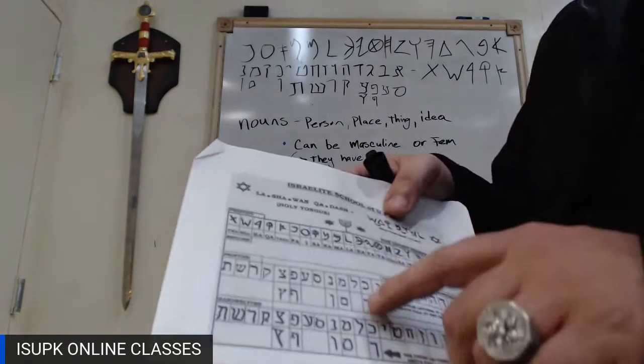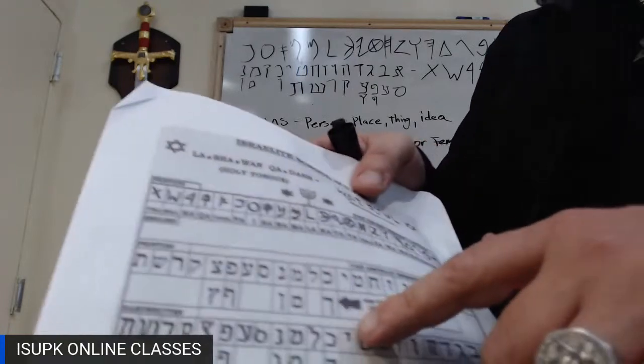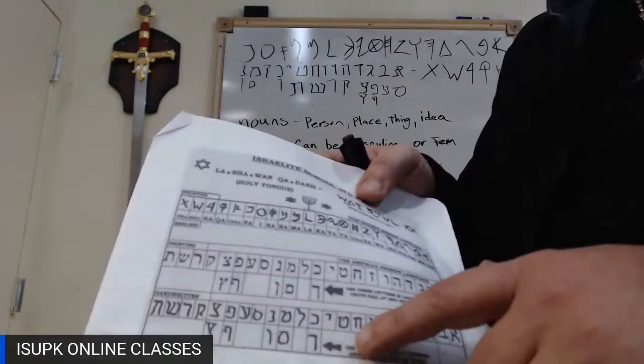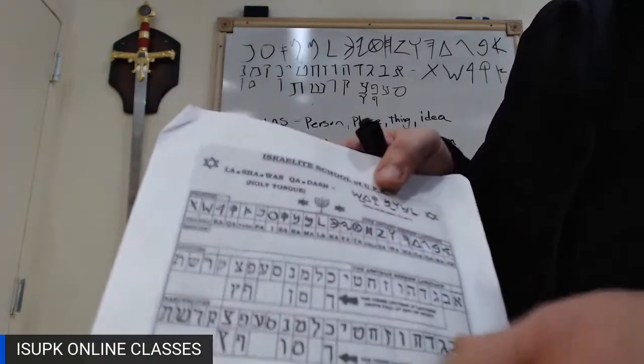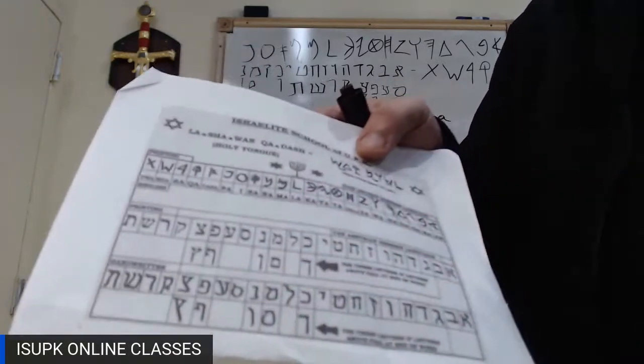Now, what do these signify? These signify when the word has ended. So if any of these letters fall at the end of a word, the form changes to the one that's on the bottom.